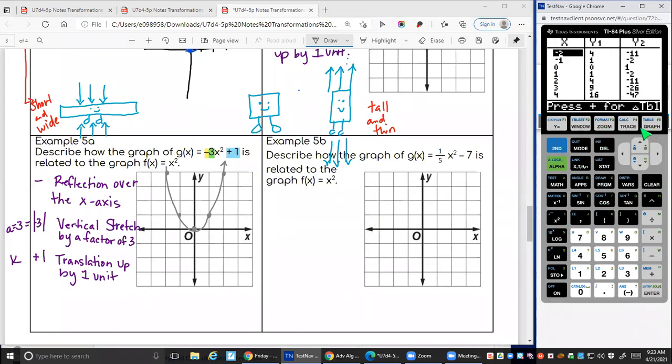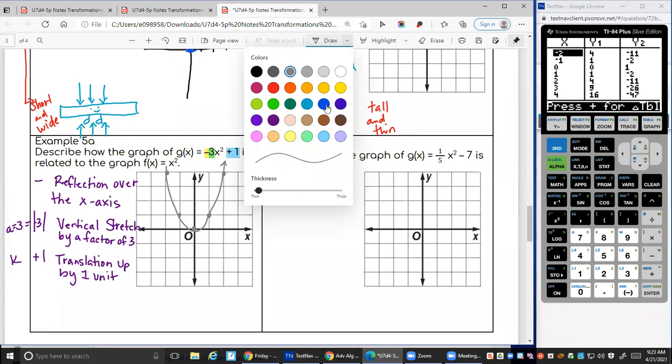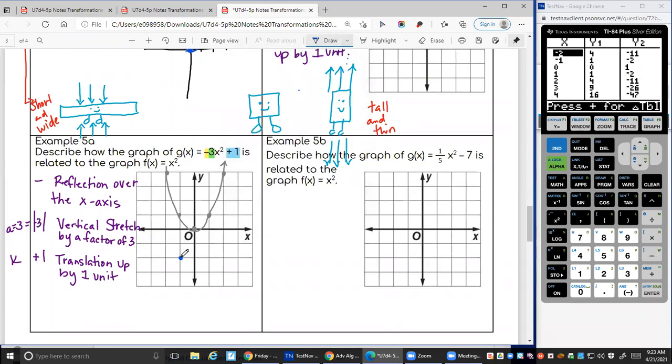I got my table. Table is honestly easier sometimes than trying to look at the graph and figure it out. So I'm going to look at negative 2. I got negative 11. That's too big. Negative 1, negative 2. I can handle that. Negative 1, negative 2. I've got 0, 1.